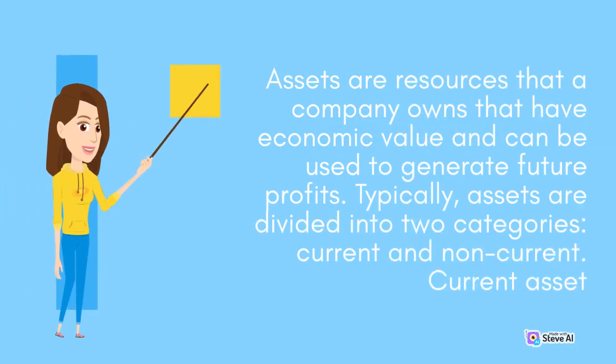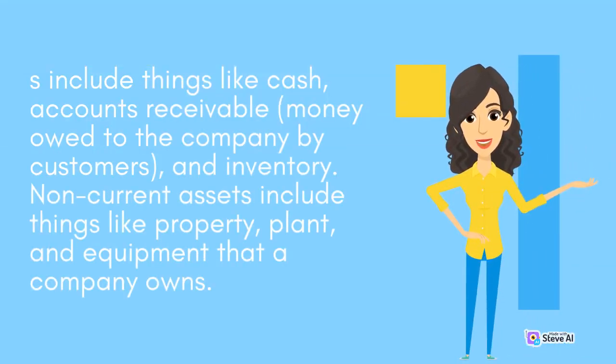Assets are resources that a company owns that have economic value and can be used to generate future profits. Typically, assets are divided into two categories: current and non-current. Current assets include things like cash, accounts receivable, money owed to the company by customers, and inventory. Non-current assets include things like property, plant, and equipment that a company owns.